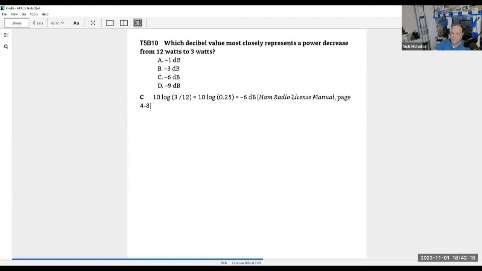So I divided 12 in half once, that's 3 dB. And it is divided in half again, that's another 3 dB, so it'd be 6 dB. I'm teaching the easy ways, guys, how to shortcut this.